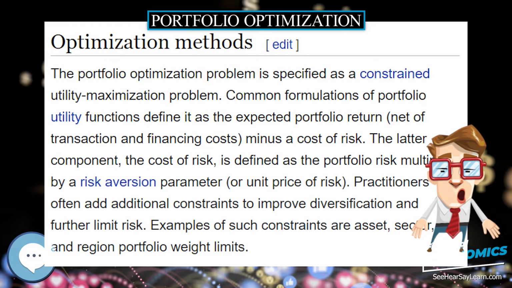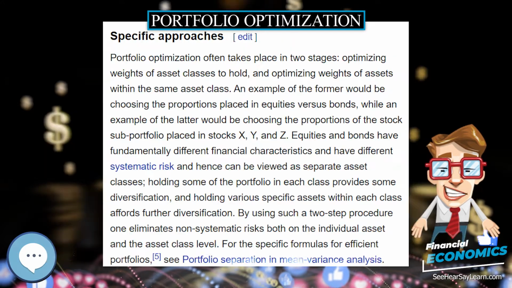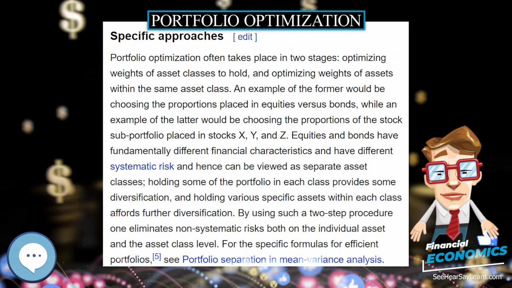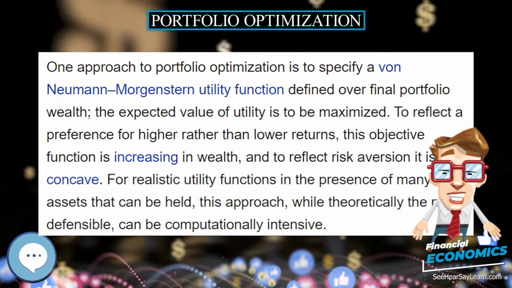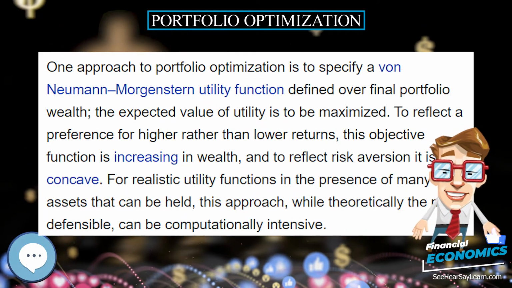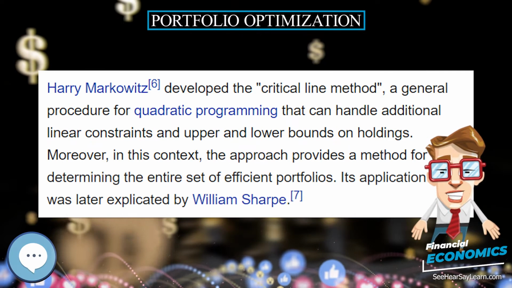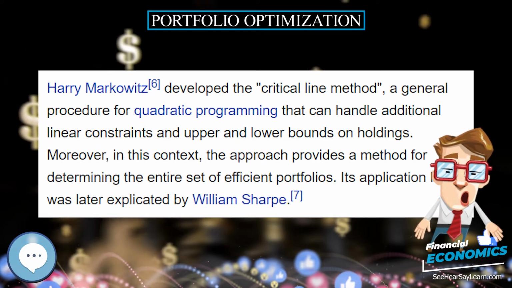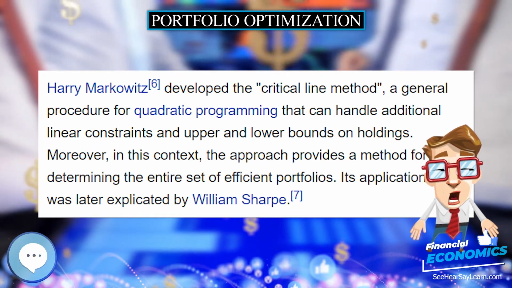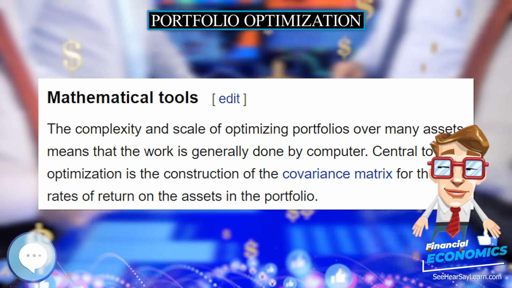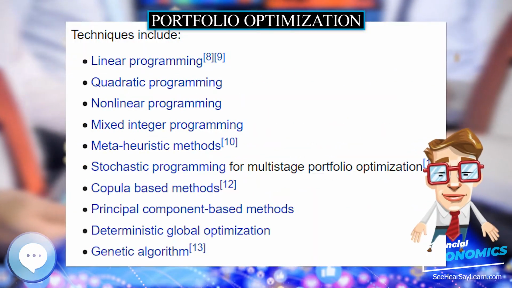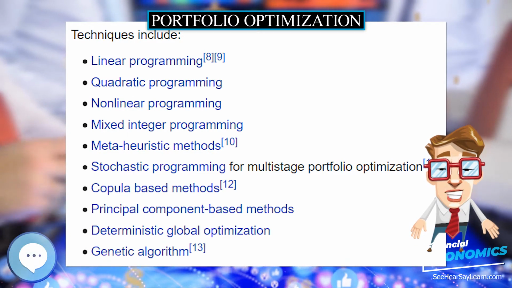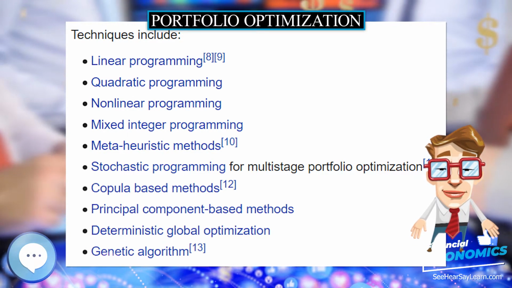Harry Markowitz developed the critical line method, a general procedure for quadratic programming that can handle additional linear constraints and upper and lower bounds on holdings. Moreover, the approach provides a method for determining the entire set of efficient portfolios. It was later explicated by William Sharpe. For the specific formulas for efficient portfolios, see portfolio separation in mean variance analysis.